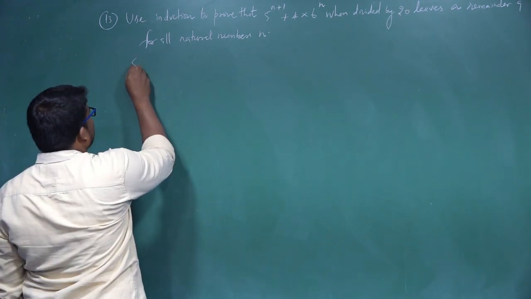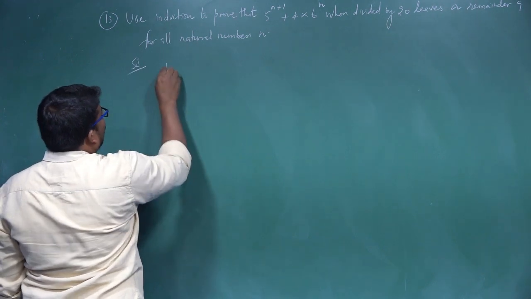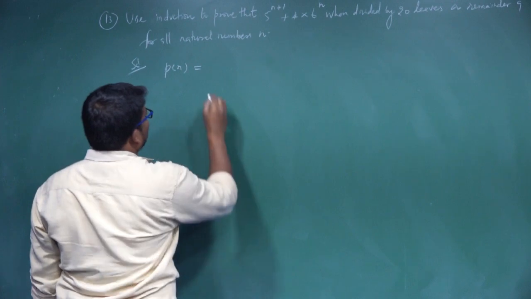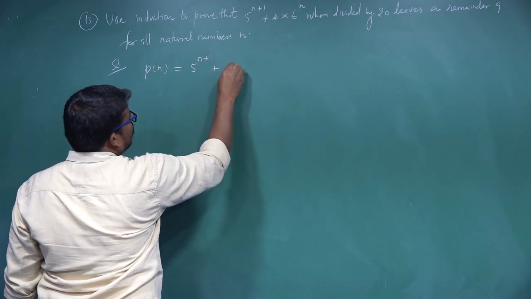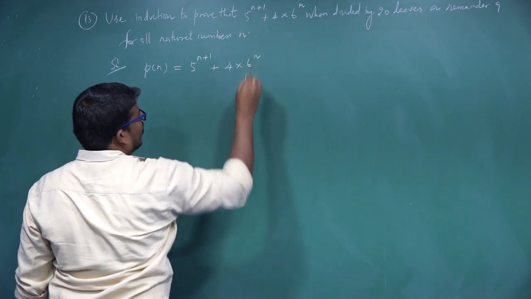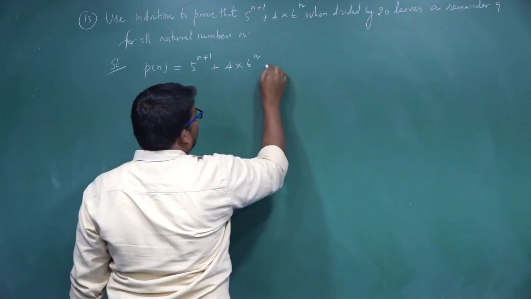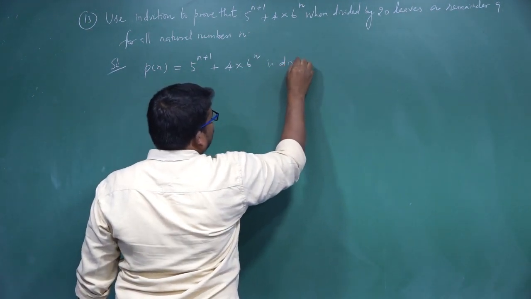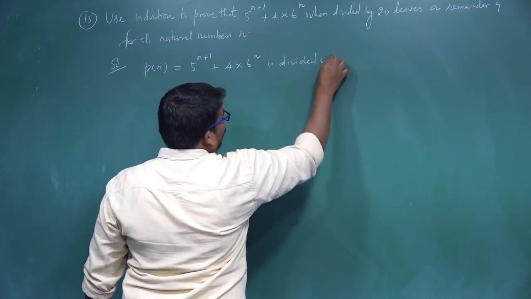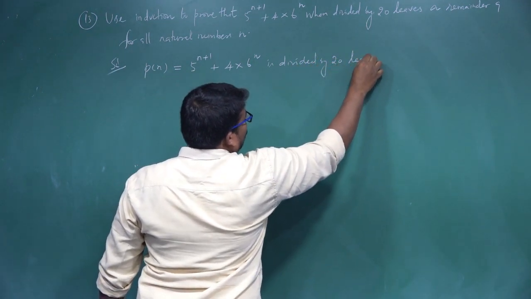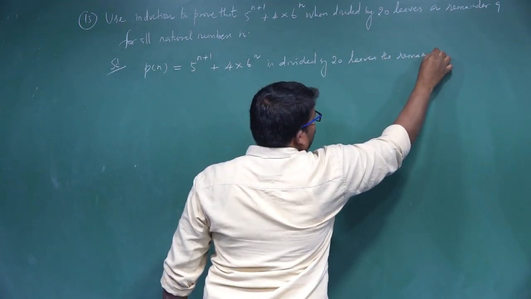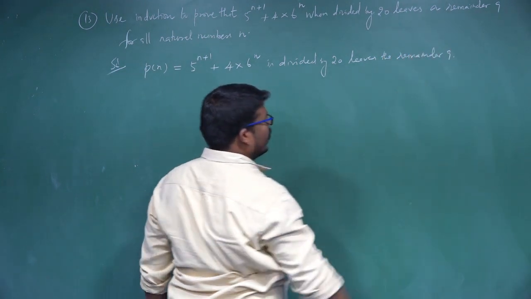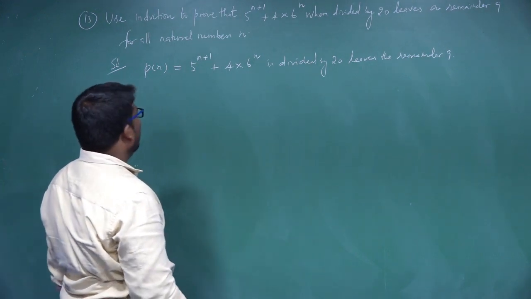Now writing the statement: P of n equal to 5 power n plus 1 plus 4 into 6 power n is divided by 20 and leaves the remainder 9. Put the value n equal to 1.